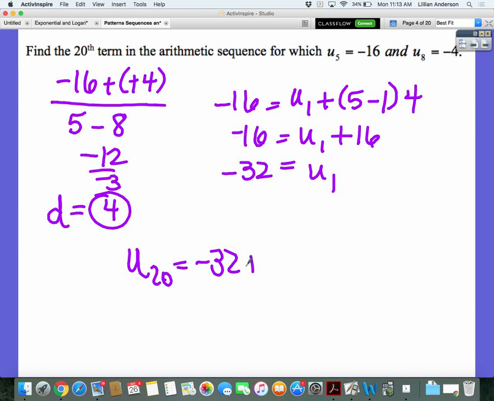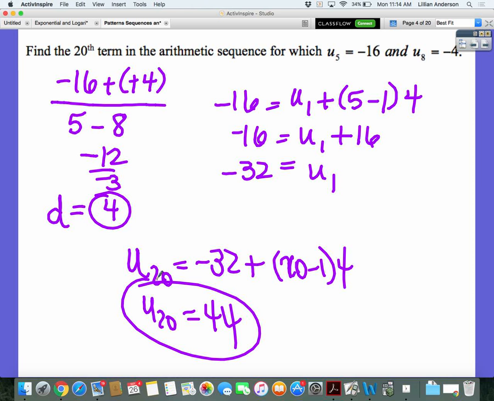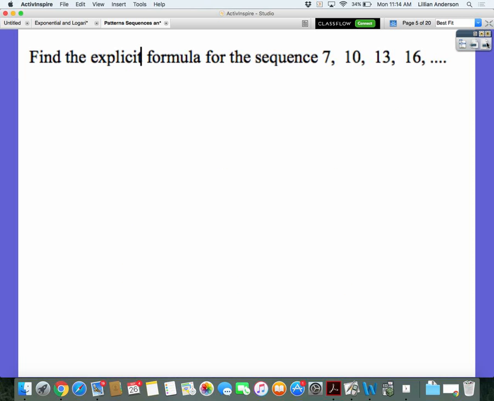Okay, first term plus 20. And that term was 44. So the main point for this one was to refresh your memory about how to find the common difference when you're given two terms that aren't side by side. Okay. Questions on this? Okay.